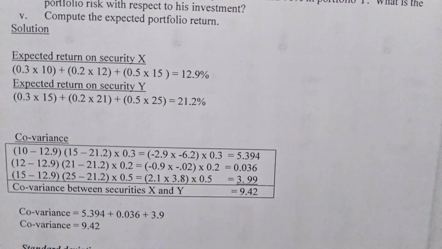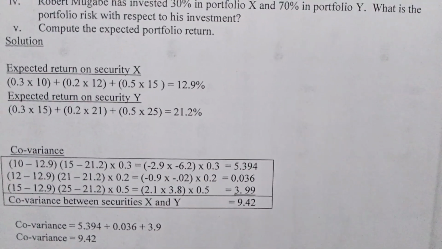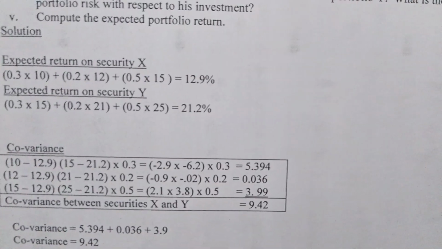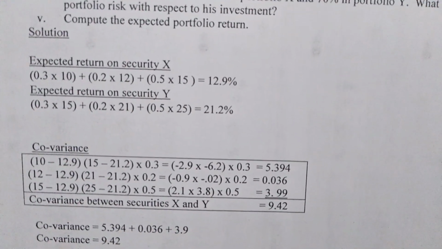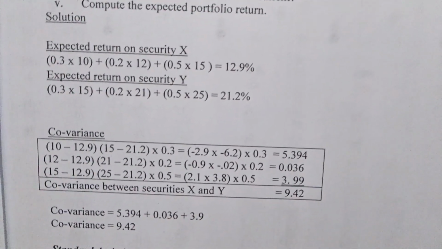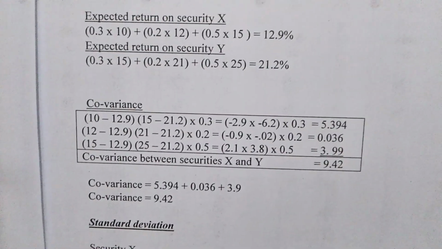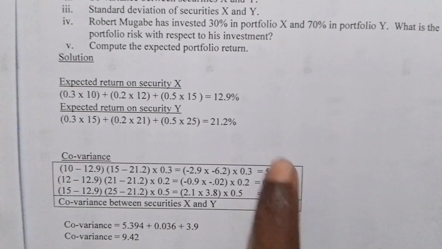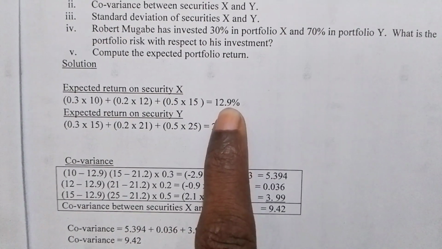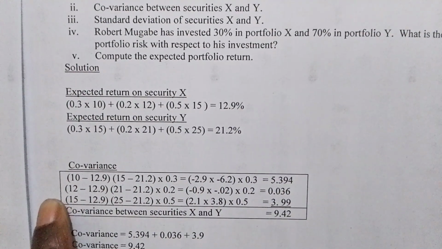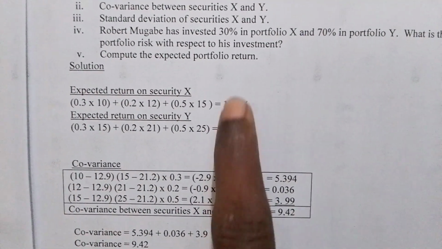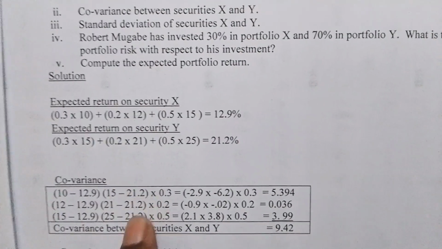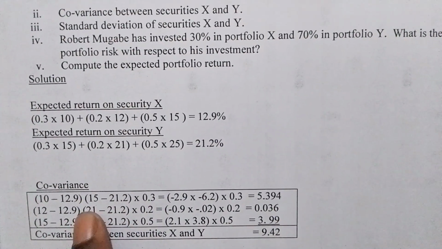You take the return of the security that you find in the table, then you minus the expected return of that particular security, which you have calculated, 12.9. So we're saying 10 minus 12.9, this one here, this is for security X, into brackets.